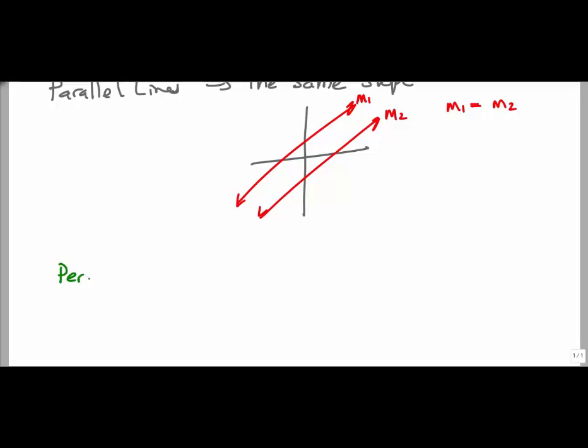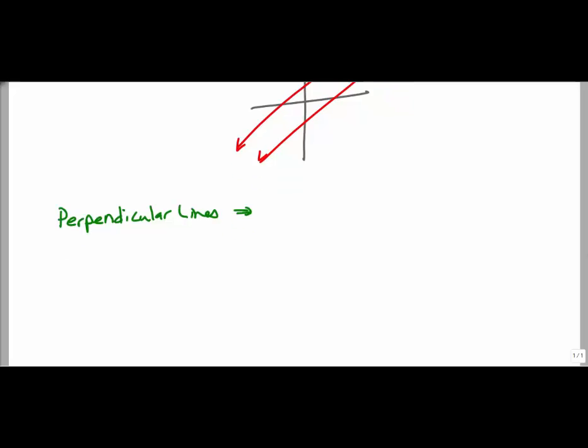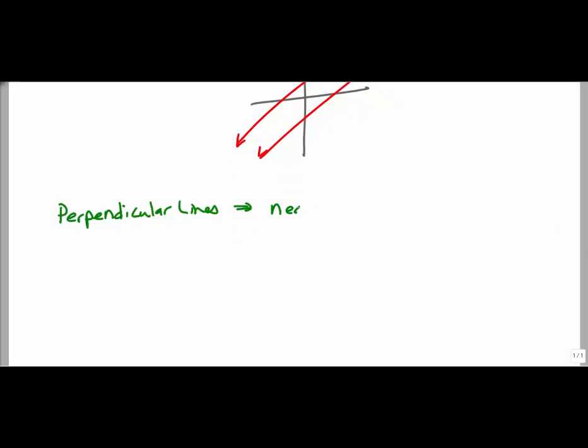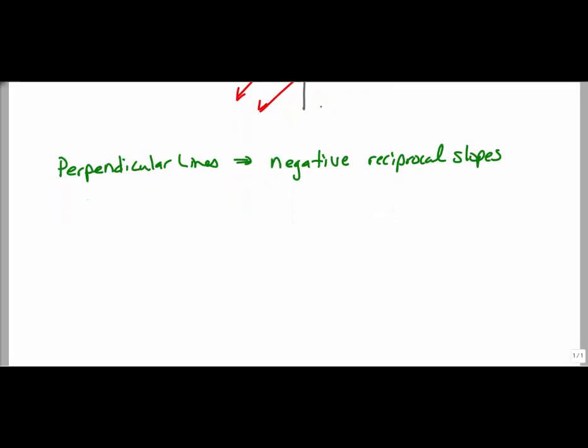Now perpendicular lines do not have the same slope, but they do have a relationship. Perpendicular lines have negative reciprocal slopes. Now when we talk about negative reciprocal slopes, let's go ahead and give an example of that as soon as we graph some perpendicular lines.